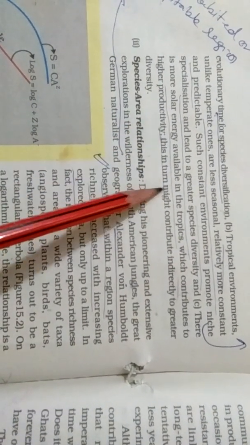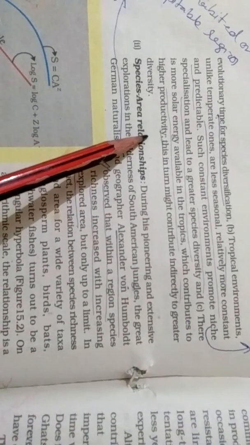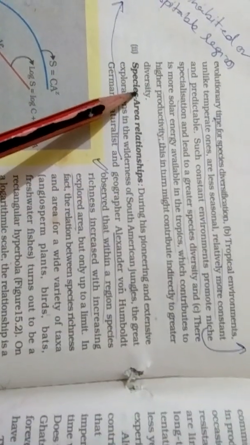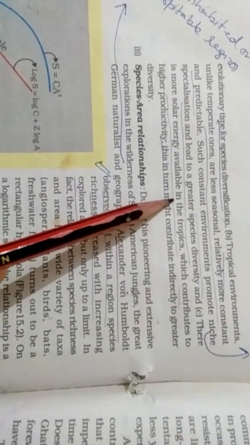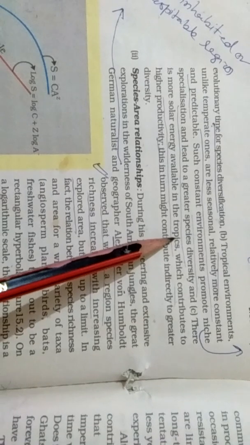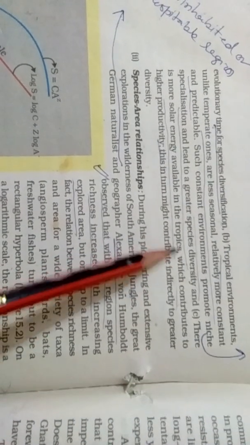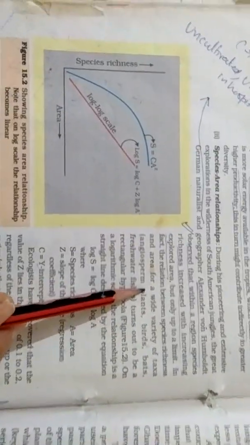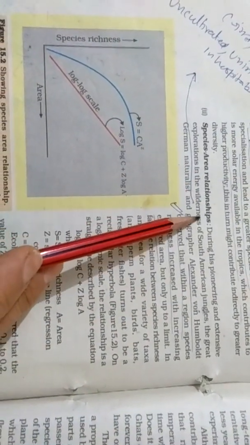There is more solar energy available in the tropics in comparison to the temperate, which contributes to higher productivity and in turn contributes to greater diversity. So these 3 points show that tropical climates are more suitable for biodiversity. Now we are coming to the next pattern of biodiversity, that is species area relationship.